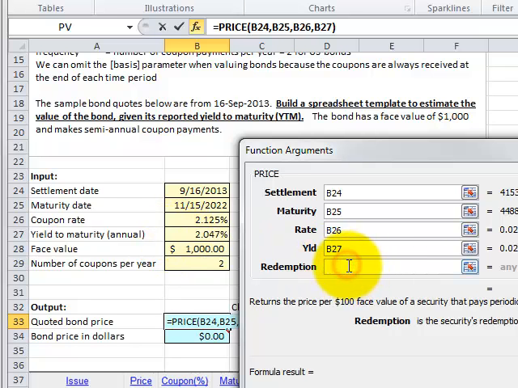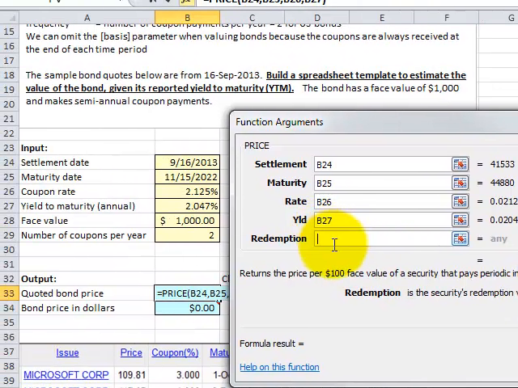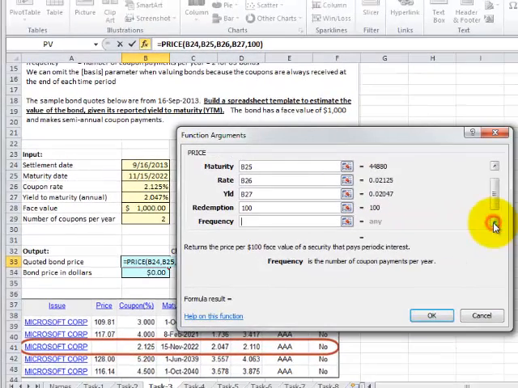The redemption is a tricky one. It says the redemption is the security's redemption value per $100 of face value. In other words, at maturity, how much do we get back per 100 of face value? We always enter 100 for the redemption value. We're going to get back 100% of the face value at maturity. There's one more parameter we need, and that's the frequency, or number of coupon payments per year. If we look here, we can see Excel has calculated our bond price for us. We'll go ahead and click OK.